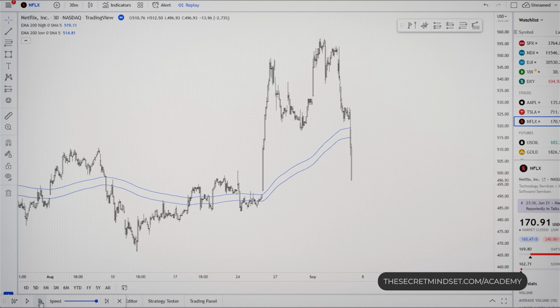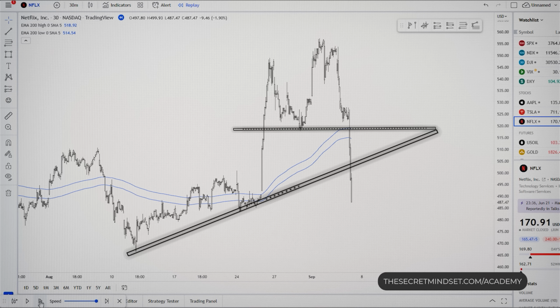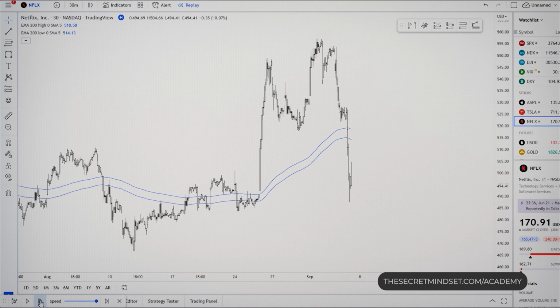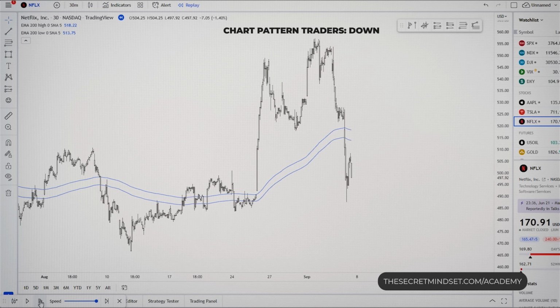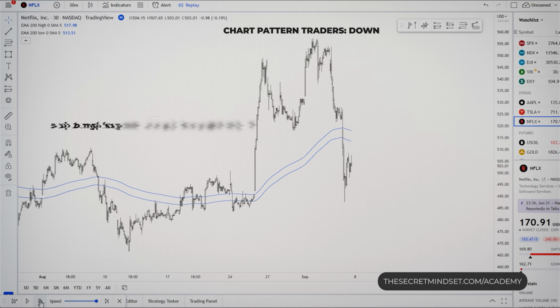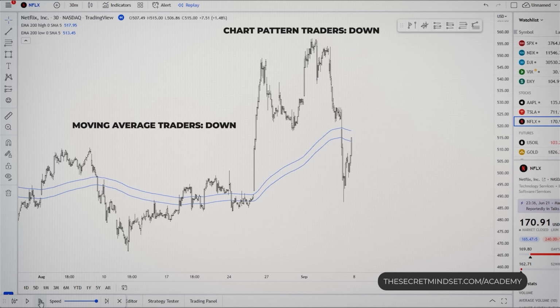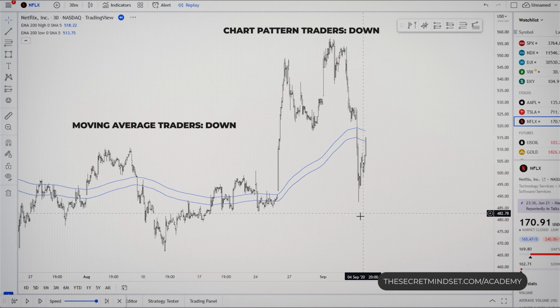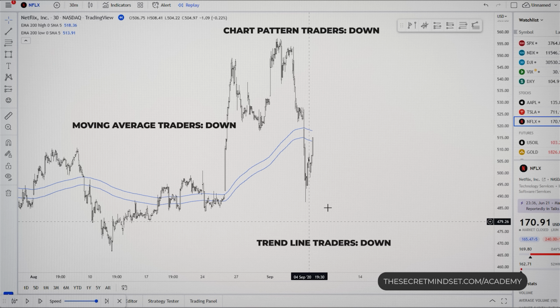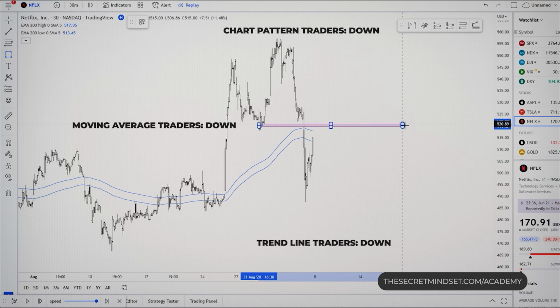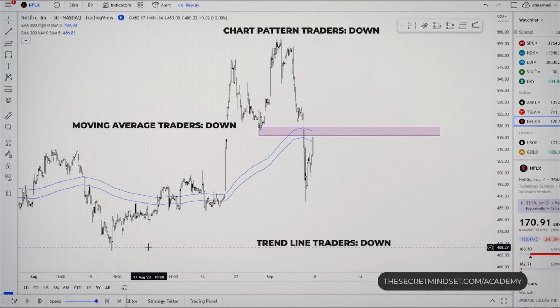Here I see a double top and a breakout. There's also a breakout below this upper trend line. So chart pattern traders see a potential down move. Moving average traders also see a possible bearish direction. Trendline traders also expect further price decrease. All of these independent forms of analysis indicate a similar price movement.